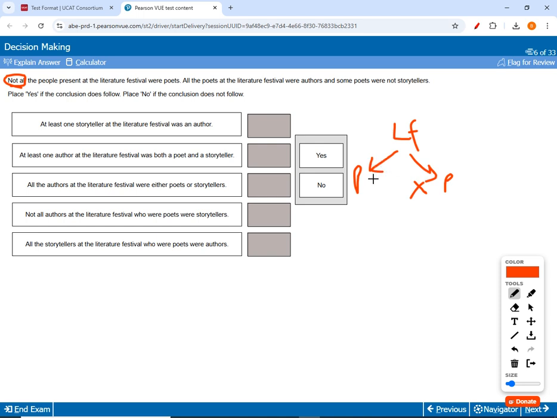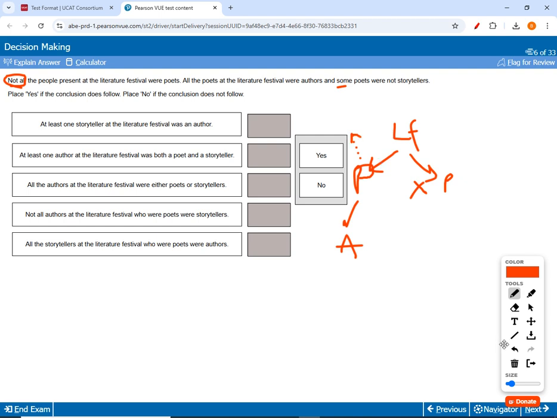The moment I see not all, draw 2 arrows: poets, this is a P, by the way, and not poets. Ready? All poets at the literature festival were authors. Got it. All were authors. So next, some poets were not storytellers. Now the word is some. Next trick: anytime you hear the word some, you will not use a solid line. You would use a dotted line.